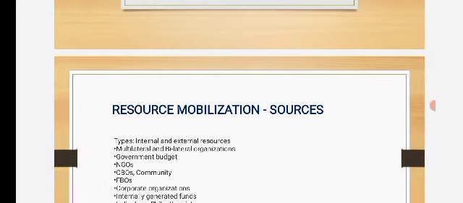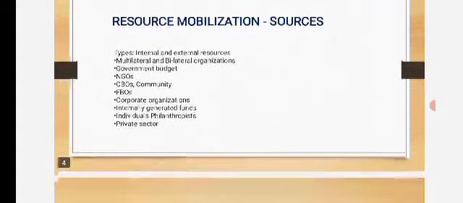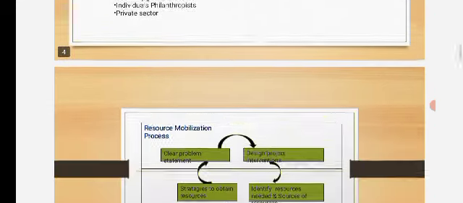We have resource mobilization sources. We have types: internal and external resources. We have multilateral and bilateral organizations. We have government budget. We have NGOs, CBOs, that is the community-based organizations. We have FBOs. We have cooperative organizations. Internally generated funds. We have individual philanthropists and we have private sectors.